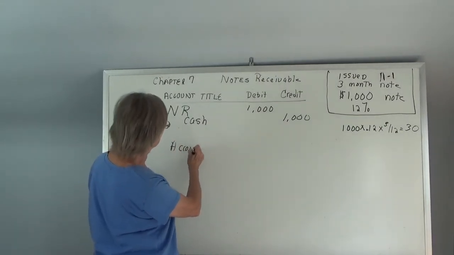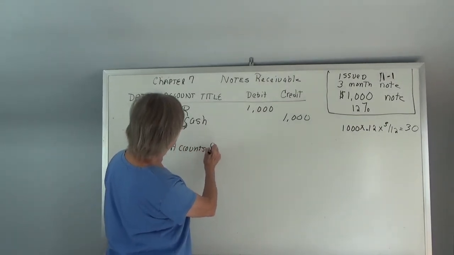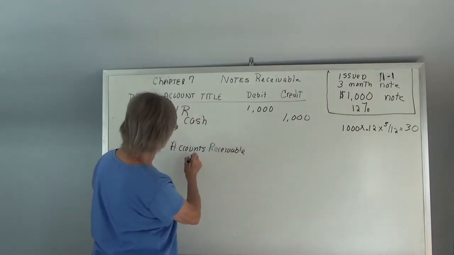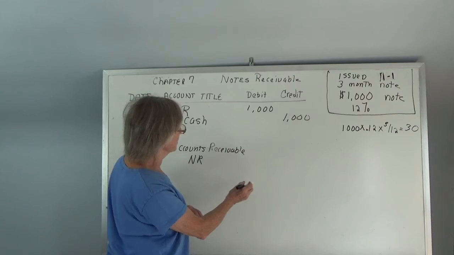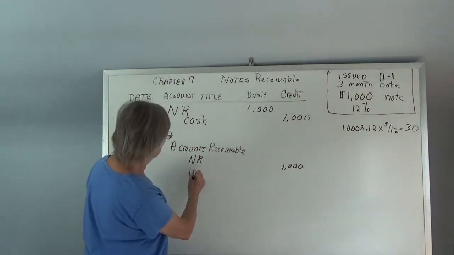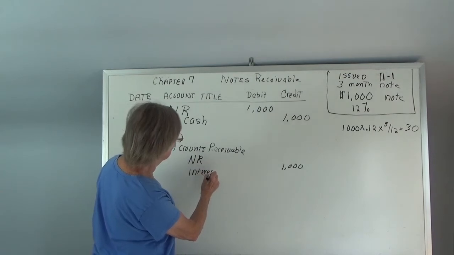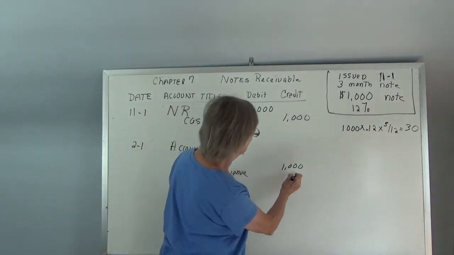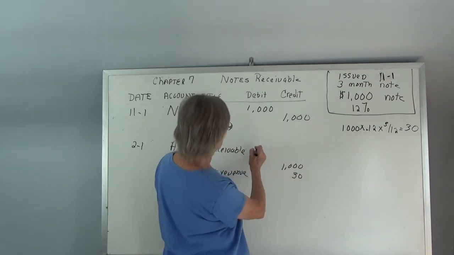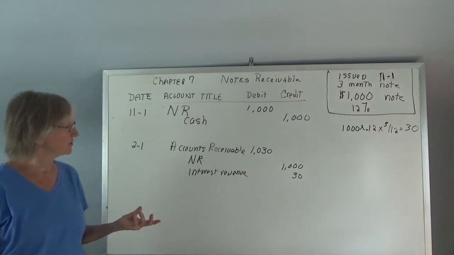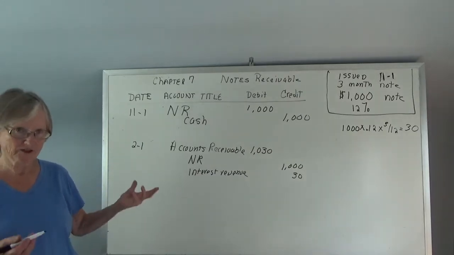So we're going to go accounts receivable. We're going to take the note off the books. So there goes the note. So the note's coming off the books. And we're going to record the interest revenue that goes with the full note of $30. And we're going to have an account receivable from that person of the full $1,030. Okay. Well, it's not too bad.